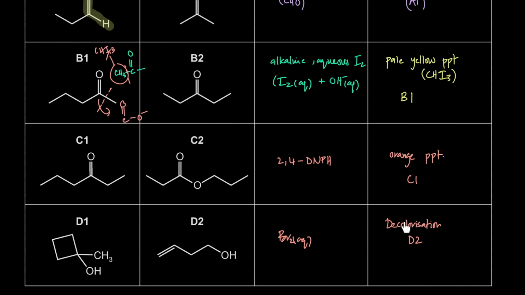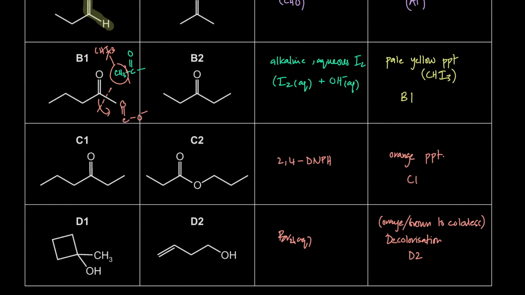When we say decolorization, the color changes from a brown solution to a colorless solution. For aqueous bromine, you can write down orange or brown as the color of the solution. Depending on the concentration, if it's more concentrated, it's going to be slightly darker brown; if it's a lower concentration, more dilute, then it'll appear more brownish orange. So decolorization is orange or brown to colorless. The carbon-carbon double bond will decolorize aqueous bromine.